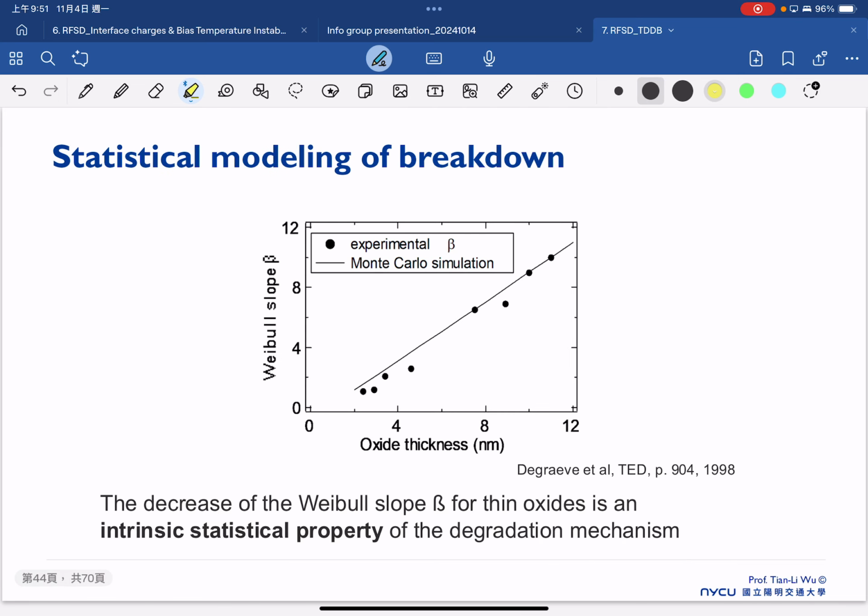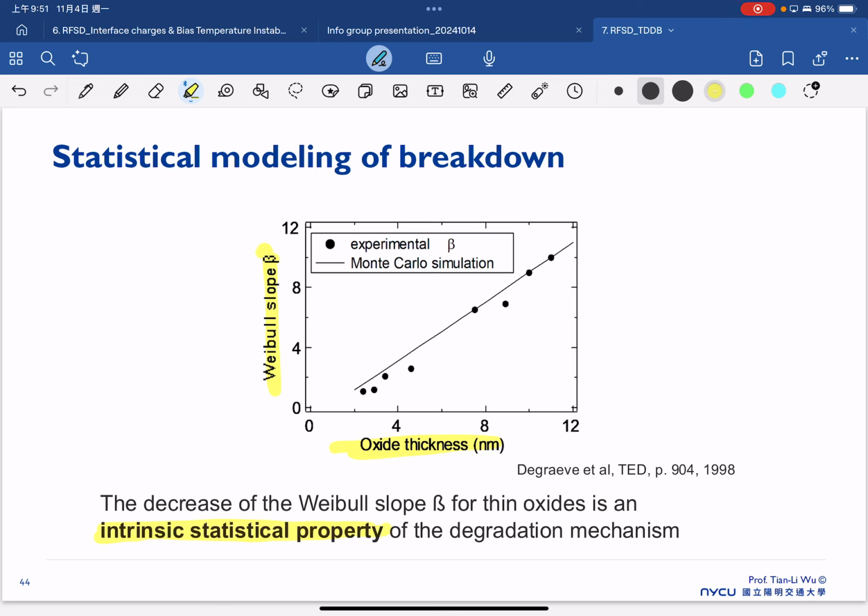So here is another experimental result. Try to understand: the x-axis is oxide thickness, and the y-axis is the Weibull slope, beta. The decrease of the Weibull slope beta for thin oxide is an intrinsic statistical property of the degradation mechanism.